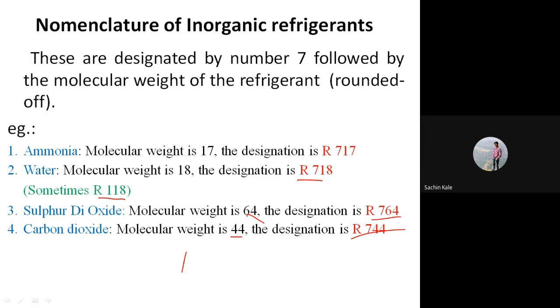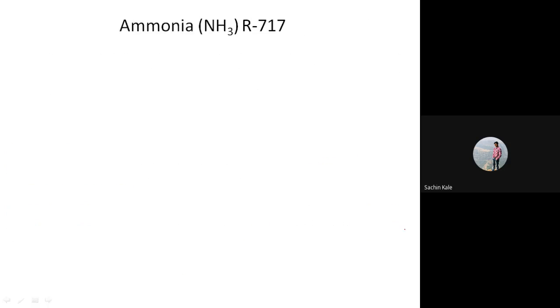Now, out of those inorganic refrigerants, ammonia is the extensively used refrigerant. So we will see some of the properties related to ammonia. Ammonia is one of the oldest and most widely used refrigerants of all the categories of refrigerant. Ammonia refrigerant has the boiling point temperature of minus 33.3 degrees centigrade.